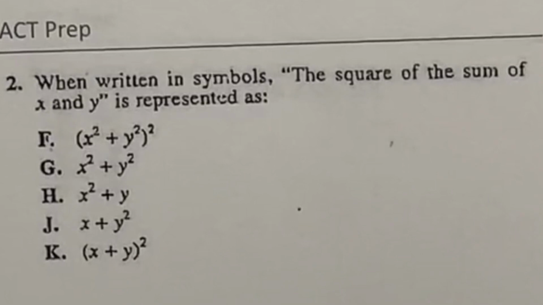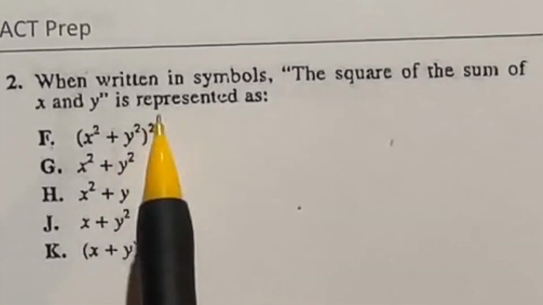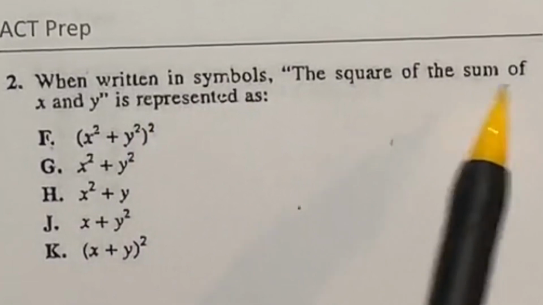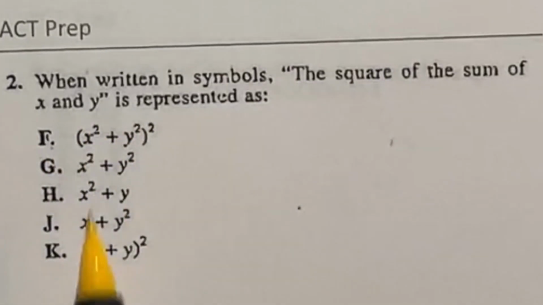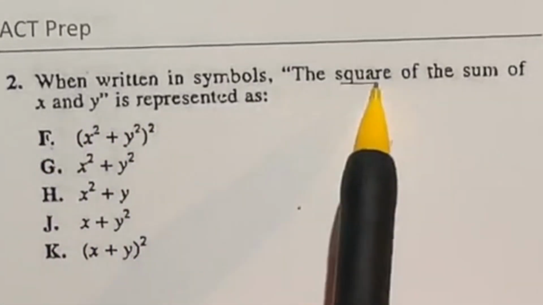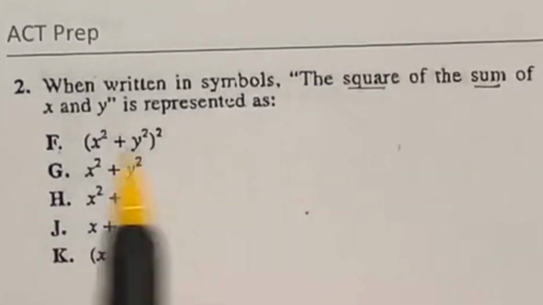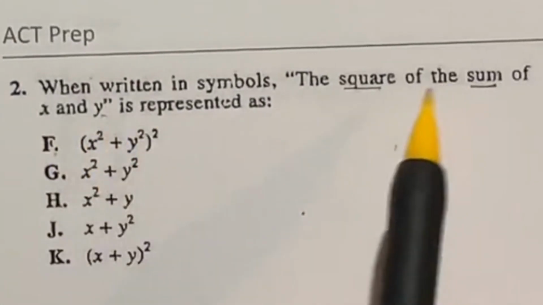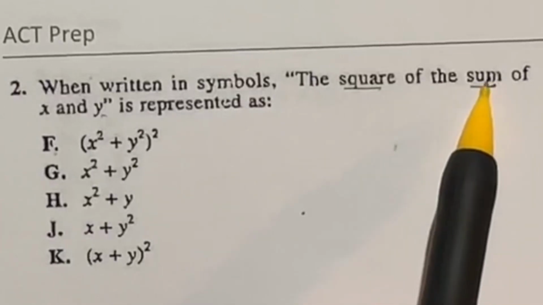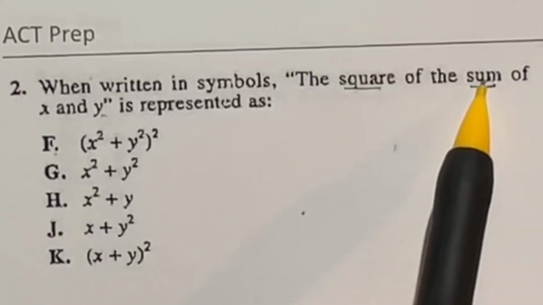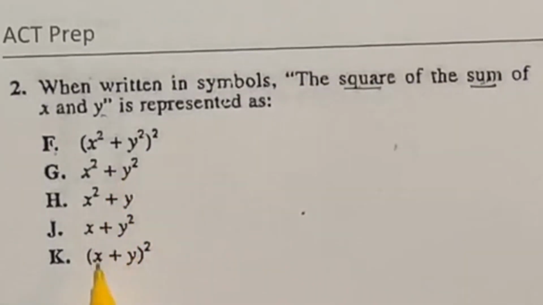So this question right here is all about understanding the wording in mathematics. It says, when written in symbols, the square of the sum of x and y is represented as what? So in this case, we're talking about the square of the sum. That means we're not squaring the individual x and y's. It means we're squaring their sum, which is the answer you get after you add them together. So that means you're not going to square it until you add them together first. So looking through these, which one of them do you add together first before squaring? Hopefully you said K, because in this case, we're going to add them together first by the parentheses, and then you would square that sum.